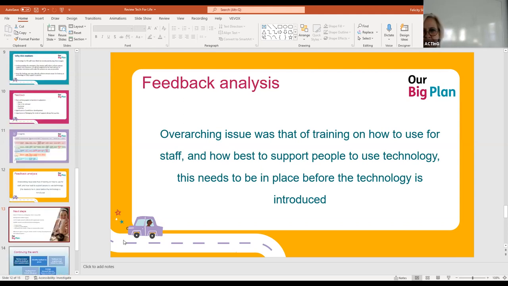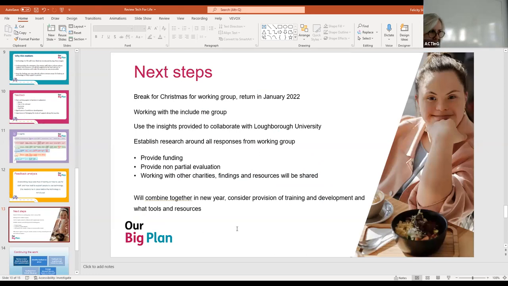So the next steps we spoke about with the staff was to work again with the group in January of next year. It's very busy in learning disability world around about Christmas. Lots of things are going on. Working with the Include Me group. The Include Me group is a group of people with a learning disability that we work with who give their insight and their views to co-create this, rather than doing to, we're doing together with.